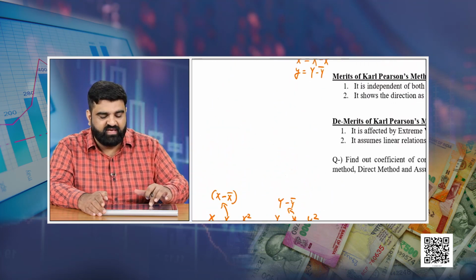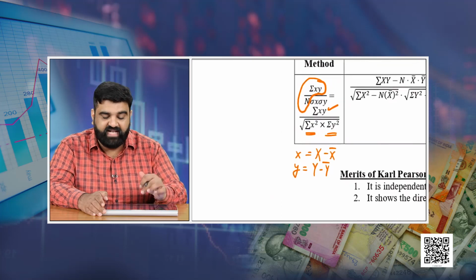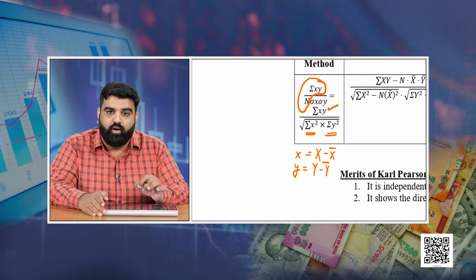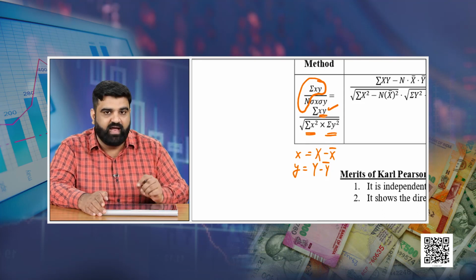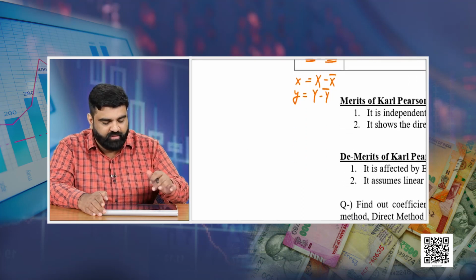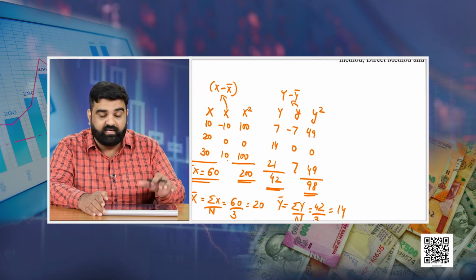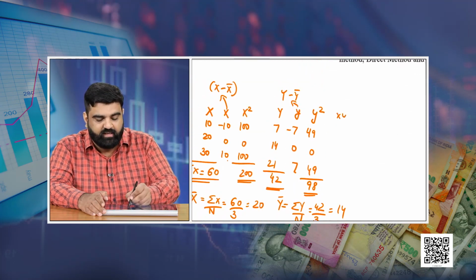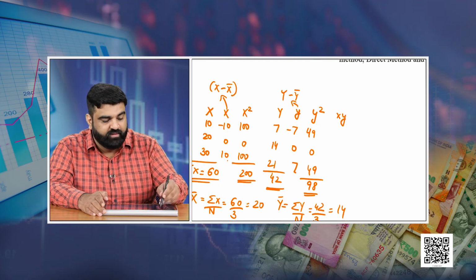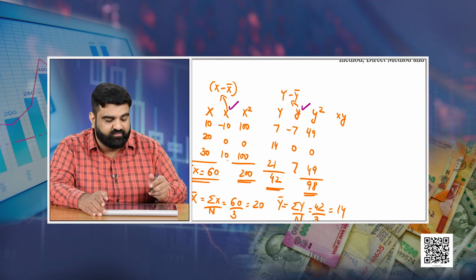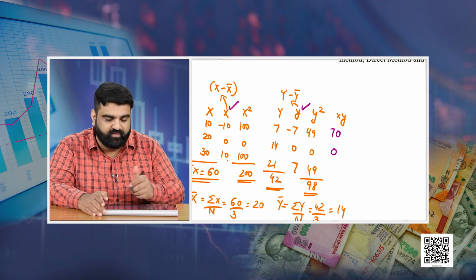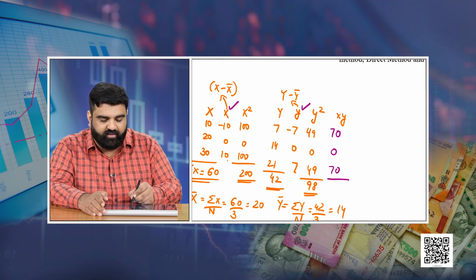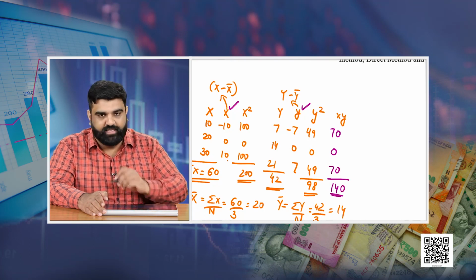In the formula, we have sigma xy upon root of sigma x square into sigma y square. So, we also have to calculate the value of xy. Now, let us calculate the value of x multiplied by y, small x into small y. We have these two, this is small x and this is small y, and we have to multiply these values. So, the first value is 70, the next is 0 multiplied by 0, which is 0, and then it is 70 again. This will be 140.